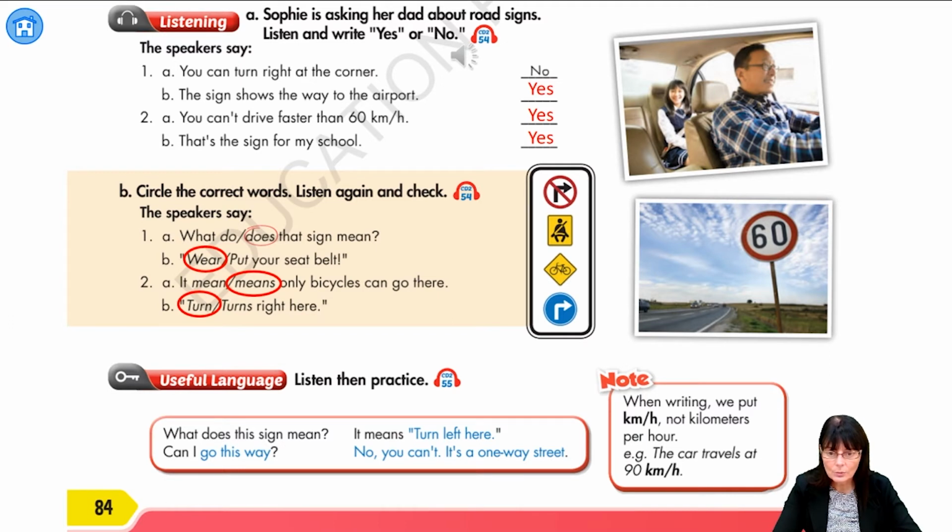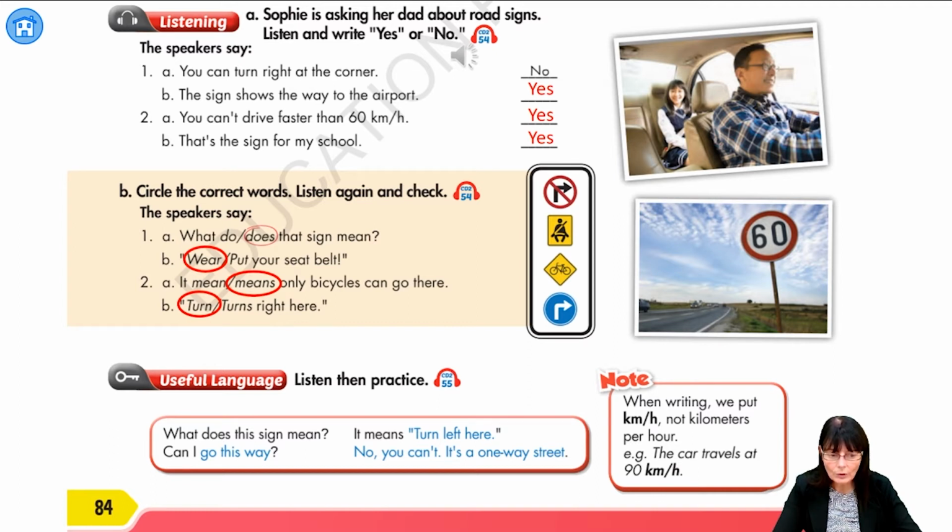Can I go this way? No, you can't. It's a one-way street. All right, now just look at the note to the side.